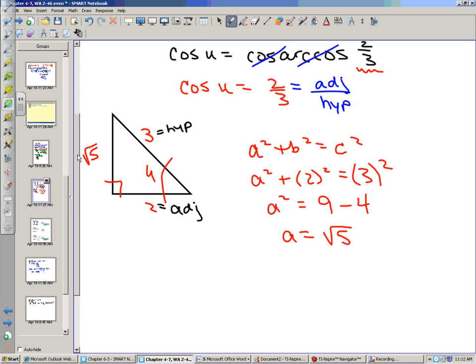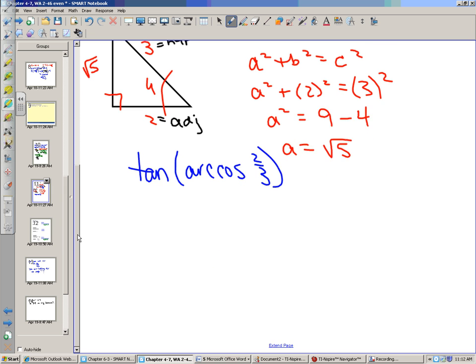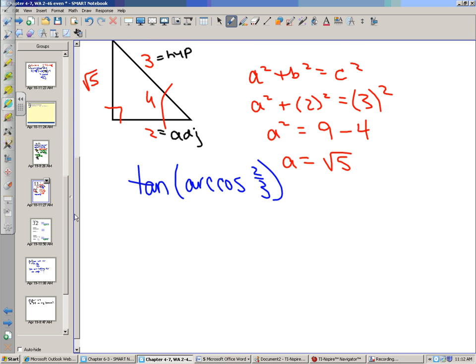So now I can go right back to my original problem, which is the tangent of the arc cosine of 2/3. Now what did we say arc cosine of 2/3 was? What did we let it equal? U. That's important, because now that means I'm doing the tangent of angle U. U is the angle in the triangle here. This is U. That's my angle U. That takes the place of theta.